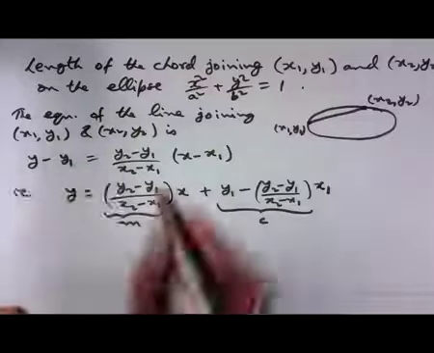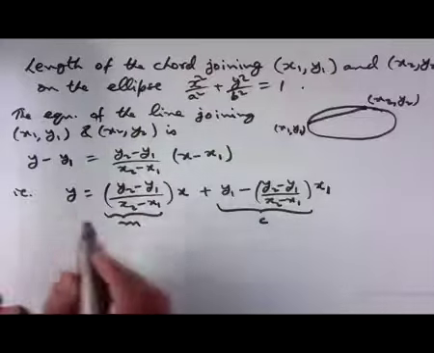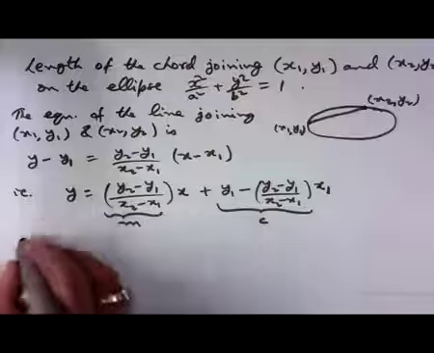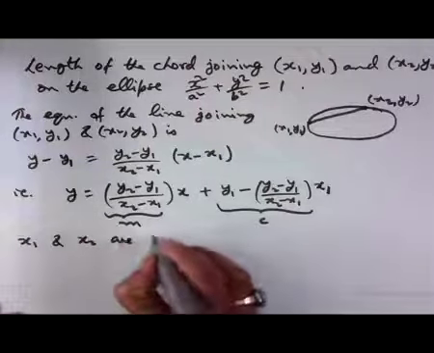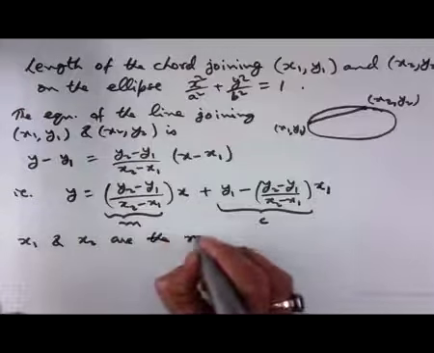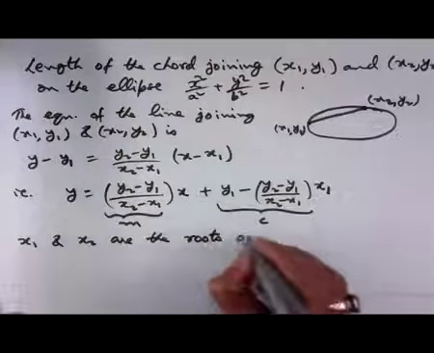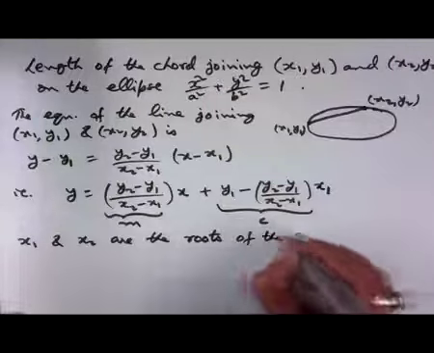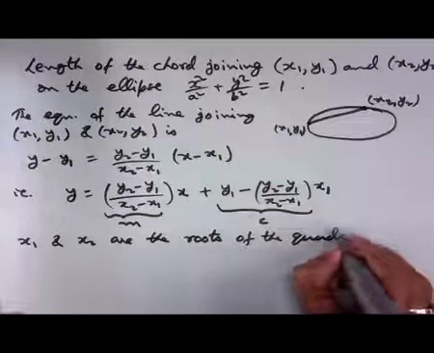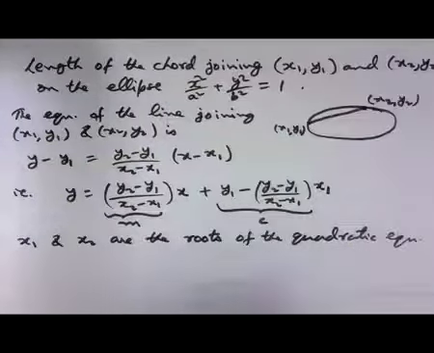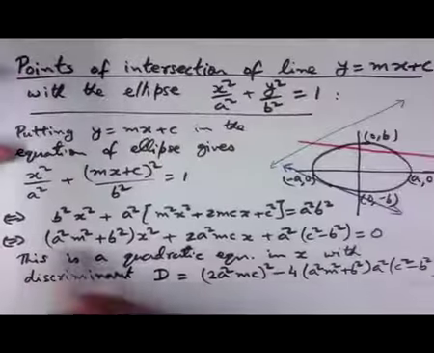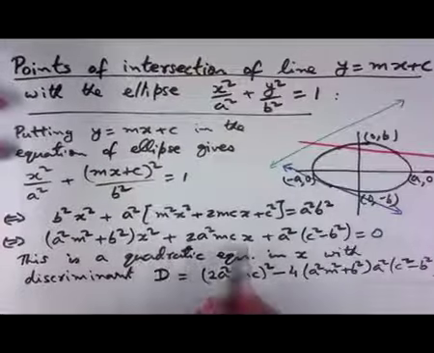Now, we know that x1 and x2 are roots of the equation. x1 and x2 are the roots of the quadratic equation that we derived in the previous slide. So, this is the equation whose roots are x1 and x2.